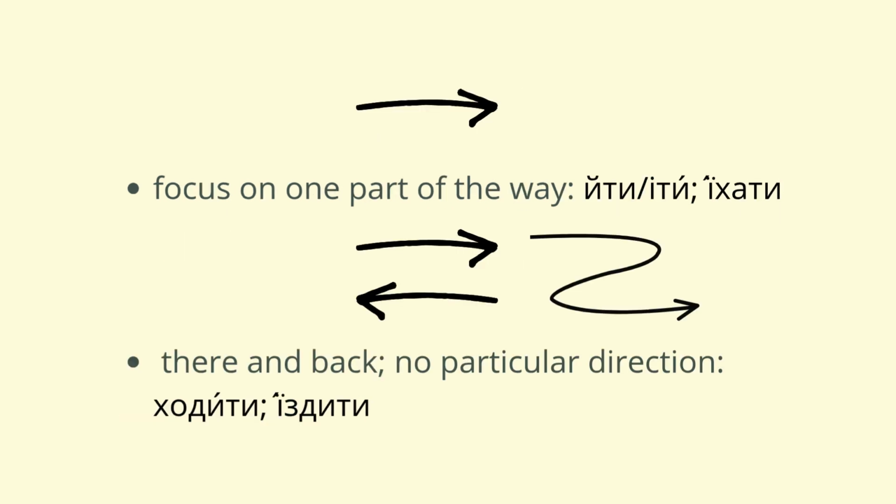And you also need to remember about the direction. If you focus just on one part of the way, moving to some point on this stretch, you use the word іти, or їхати. If you're talking about the action that has been completed, and it can be rephrased with I was there, we were there, so that's the action there and back, you're not there anymore, or you do not want to mention any particular direction, then you use the words ходити, їздити.